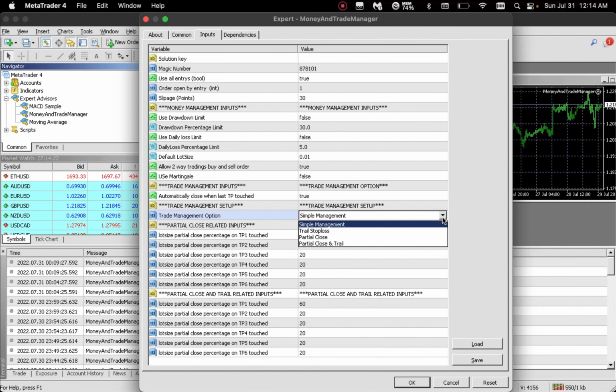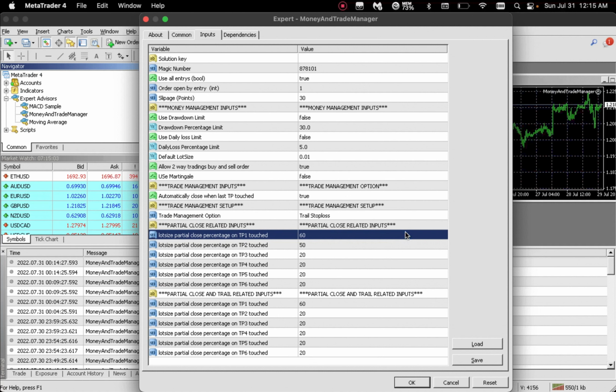The simple management is the one we set by default. It's the simplest one to use, and what it does is simply open the trade with a stop loss and a take profit level. As soon as take profit 1 is reached, the order is closed in profit, or as soon as the stop loss is reached, the order is closed at a loss. So that's it.